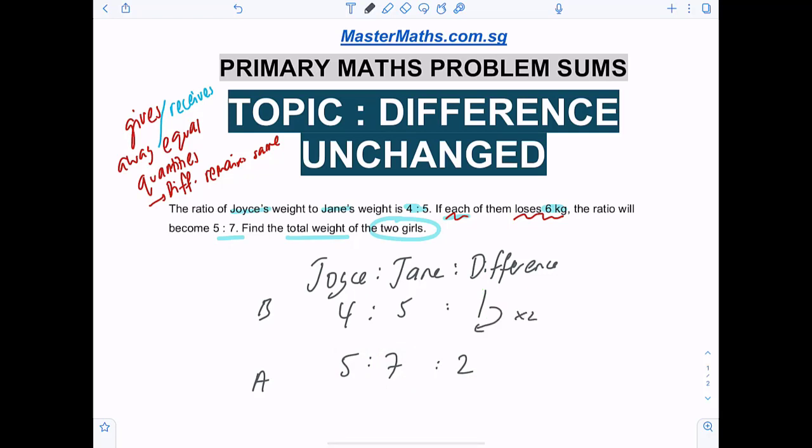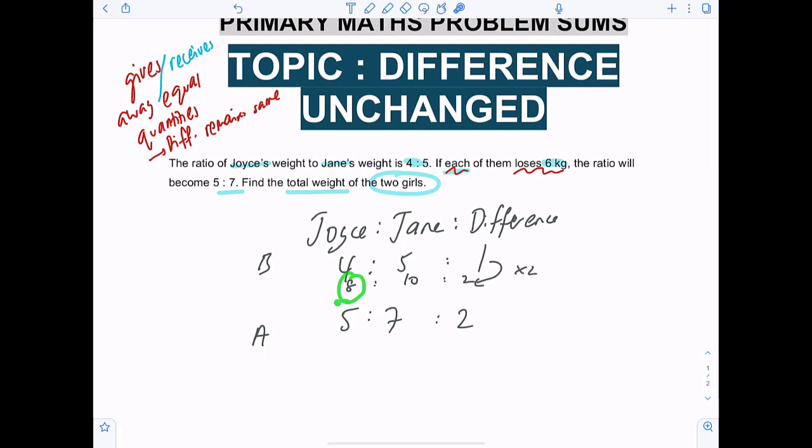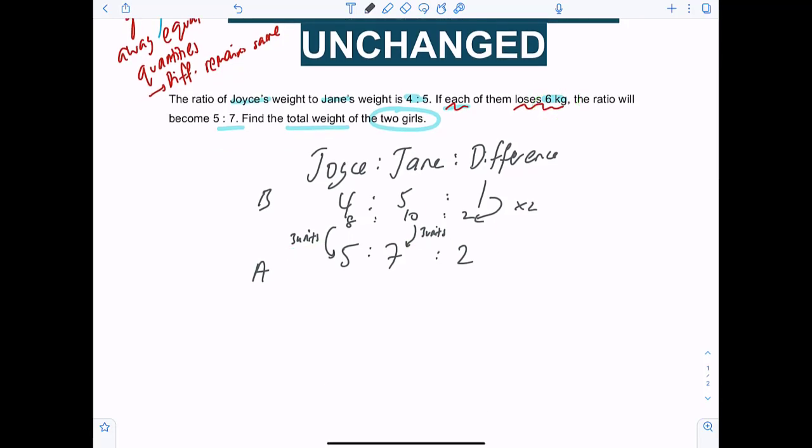So we must ensure that these two numbers are the same. So we times 2 throughout here, we get 8:10. So as you can see, for Joyce, right, she went from 8 to 5, reduced by 3 units. Same thing for Jane actually, reduced by 3 units. Same number of units. Why? Because they each lost the same mass, 6 kg, which means these 3 units here must be equals to 6 kg.